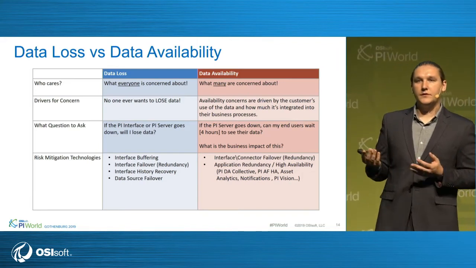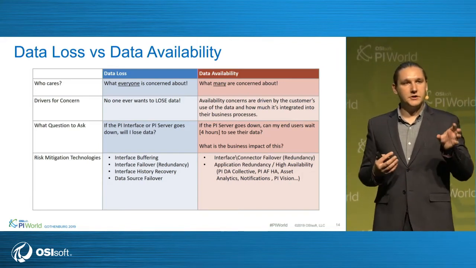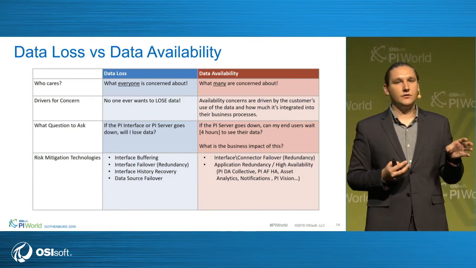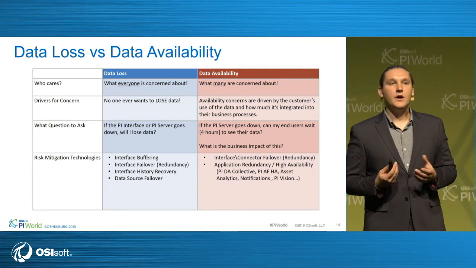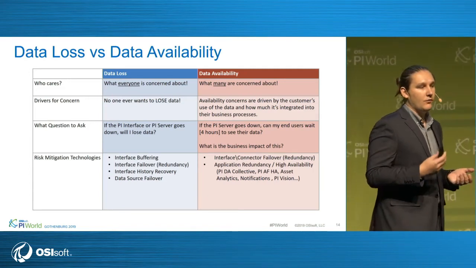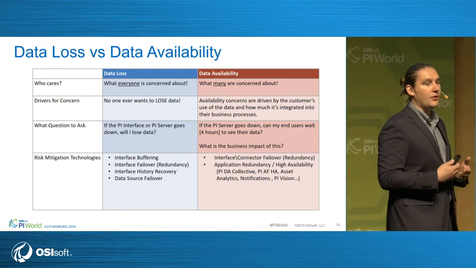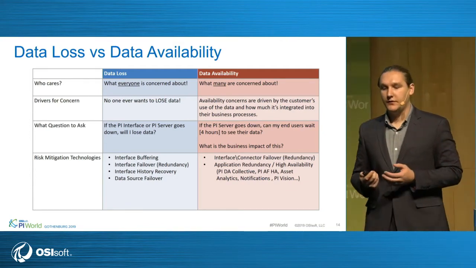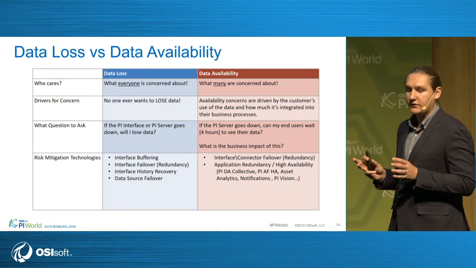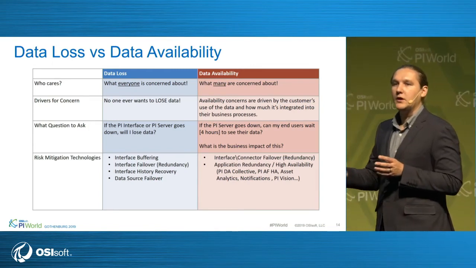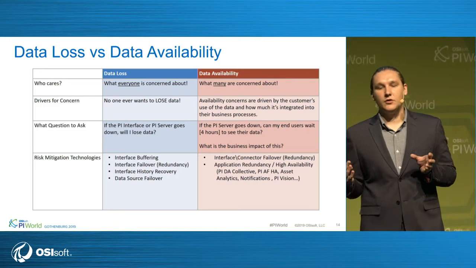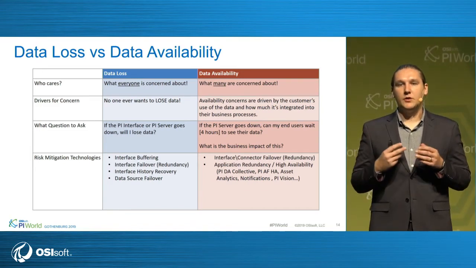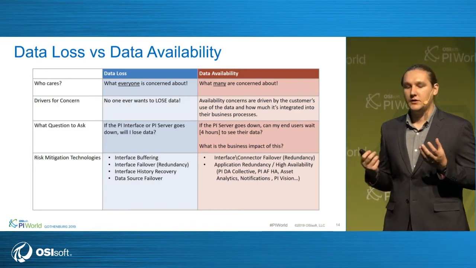For example, this is the failover of the collection node, PI interfaces, and also PI connectors, and the high availability option for AF, for PI Vision, for data archive, for analytics and notifications. So we are not talking about just implementing the high availability options. What we want to do is have our data available.